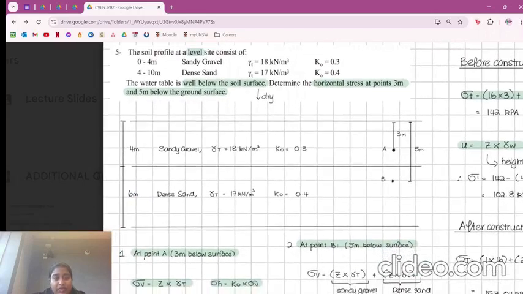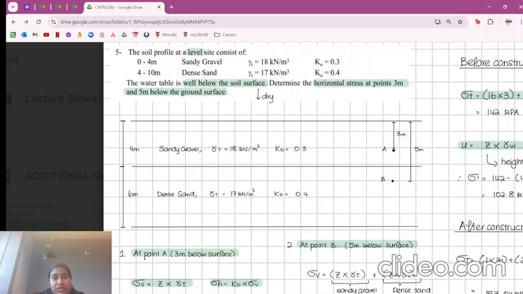The other bit of information that they've put in is that the water table is well below the soil surface. So when you see things like that, what they won't do in the soil mechanics questions more often than not is that they will just say things like this. So well below the soil surface, and you just have to remember that that means that the water table is not going to be considered. So the soil is dry, right?